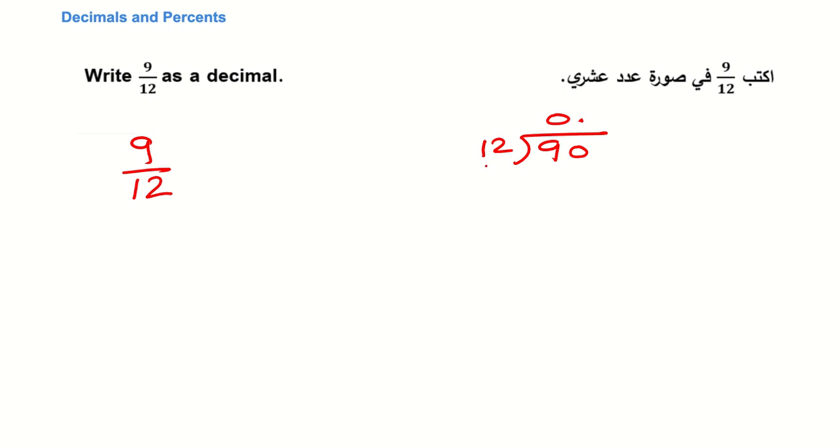Now how many groups of 12 can you make into 90? I think it will be 7 groups. 12 times 7 is 84, minus, it will be 6, then 0 comes down, 60. How many groups of 12 can you make into 60? 5 groups.